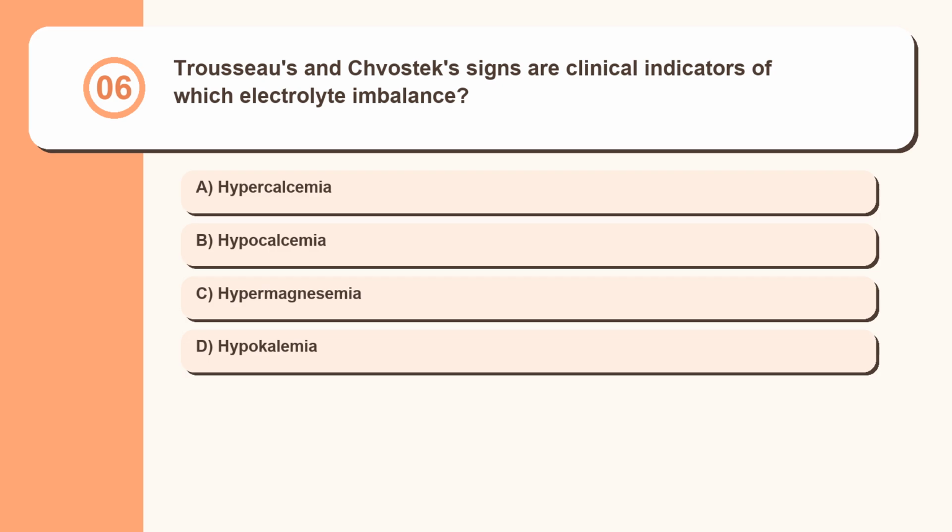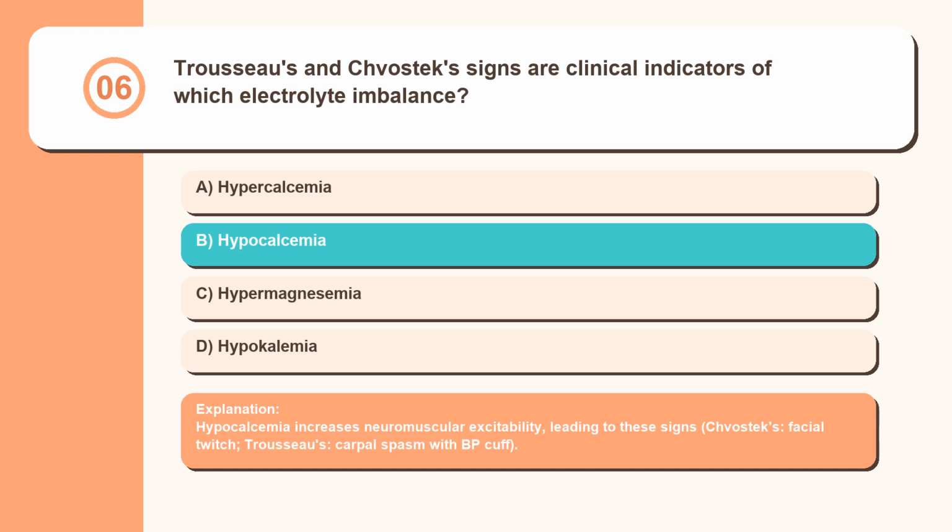Question 6. Trousseau's and Chvostek's signs are clinical indicators of which electrolyte imbalance? Hypercalcemia, hypocalcemia, hypermagnesemia, hypokalemia. Hypocalcemia increases neuromuscular excitability, leading to these signs: Chvostek's, facial twitch; Trousseau's, carpal spasm with BP cuff.